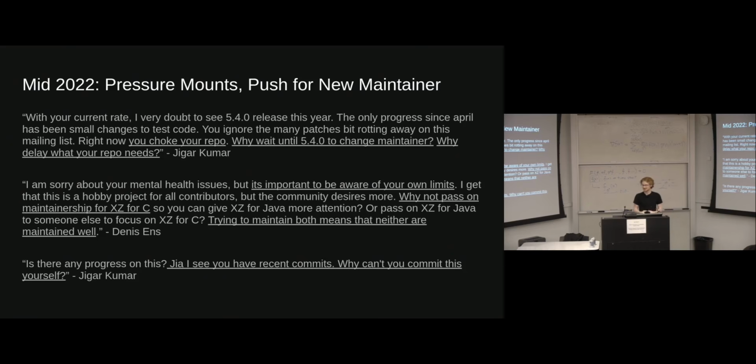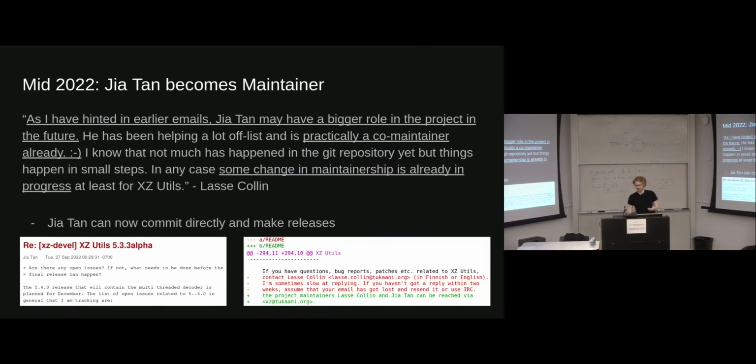And you can see how this is a scary attack. And it works. It actually works relatively quickly. Within like 6 months, Jia Tan gets put on as a maintainer of the project. And you can see, this is Lasse's message where he says, as I hinted earlier, Jia Tan might have a bigger role. He's practically a co-maintainer already. So you can see there's probably some off mailing list communication happening, some private communication happening between them. And some maintainership is in progress, and that's what we actually see in the permissions.